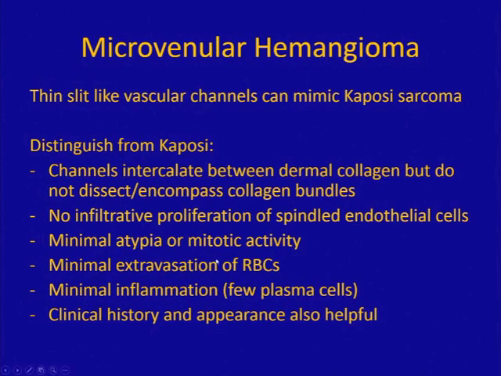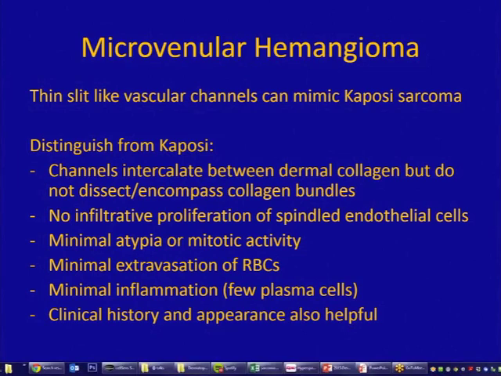But I find the lack of extravasation of red cells, the lack of mitoses, which Kaposi almost always has, and also the lack of inflammation and plasma cells helpful. Kaposi almost always has plasma cells, and microvenular hemangioma usually does not. And again, the clinical history and appearance are very helpful in sorting this out too. Kaposi has a very unique clinical appearance or scenario as opposed to this tumor. So microvenular hemangioma is benign, but can get confused with Kaposi sarcoma.